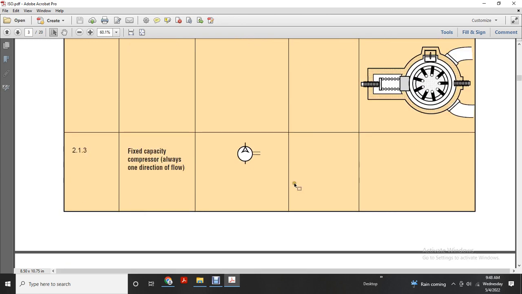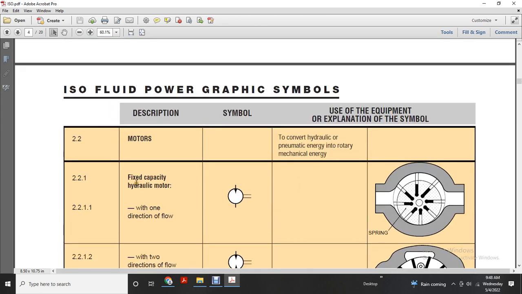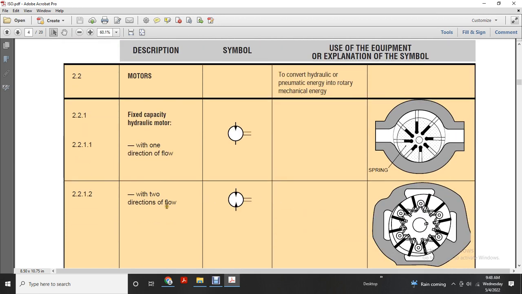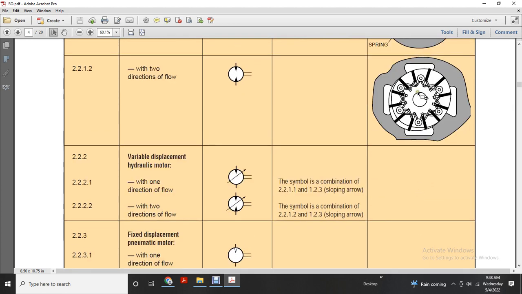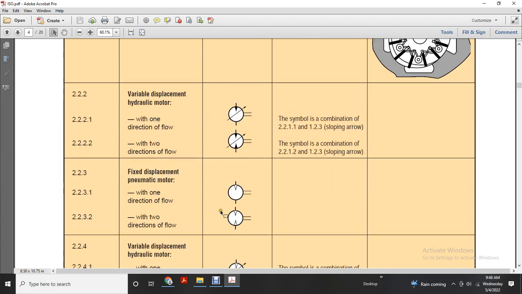Fixed capacity compressor, always one directional flow. Fixed capacity hydraulic motor with one directional flow, with two directions of flow. Variable displacement hydraulic motor, one direction flow, symbol combination, and with two direction symbols combination, sloping arrow.